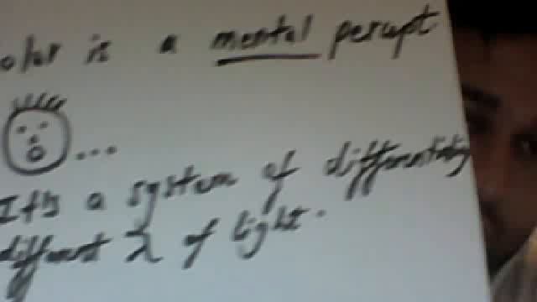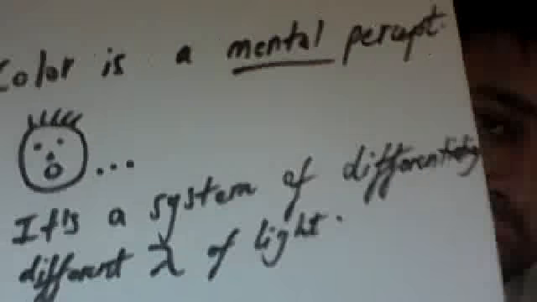So this is a really important thing. Color is a system of differentiating different wavelengths of light. So the important thing is that color is a mental percept. It's not a physical quality, but a mental percept that we use to understand the world around us.